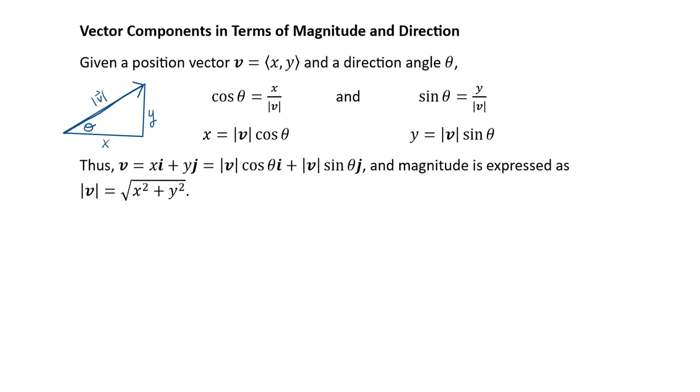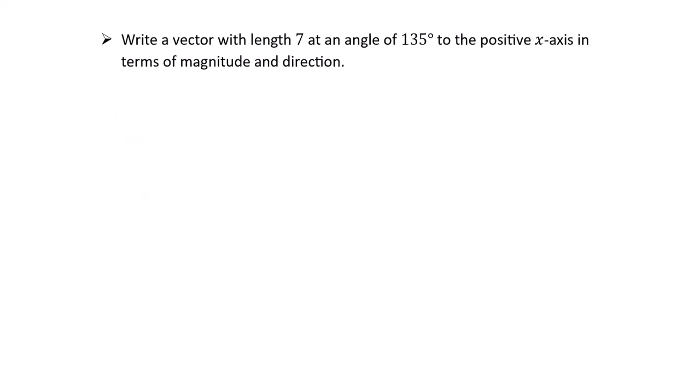That's the same as the magnitude of the vector times the cosine of theta i plus the magnitude of the vector times the sine of theta j. And magnitude is expressed as always as the square root of x squared plus y squared.